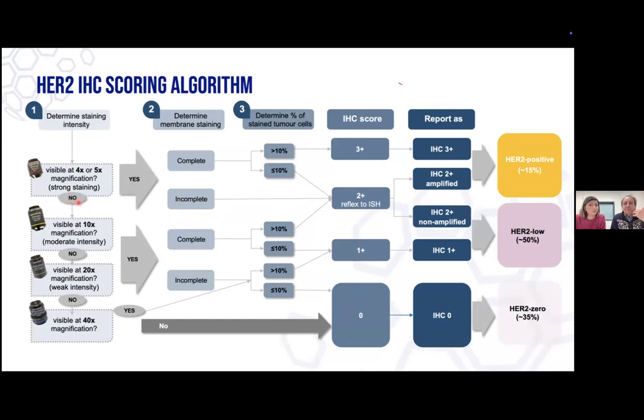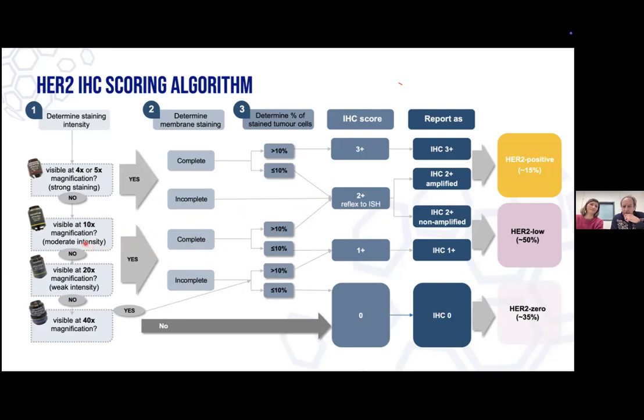Okay, so you don't see any membrane staining. It means there is no strong staining at ×4. That means you need to drop into ×10. Once into ×10, you cannot get here. That's no longer accessible. At best, from here, you get to 2+. That's as best as you can hope. And to get 2+, you need to have complete membrane staining in more than 10% of the cells. That's what it is.